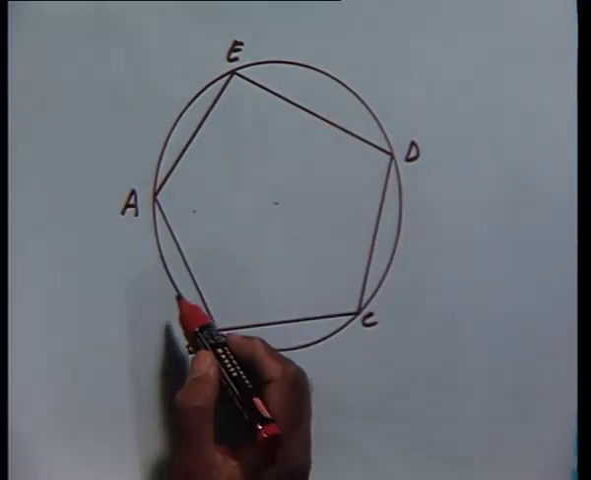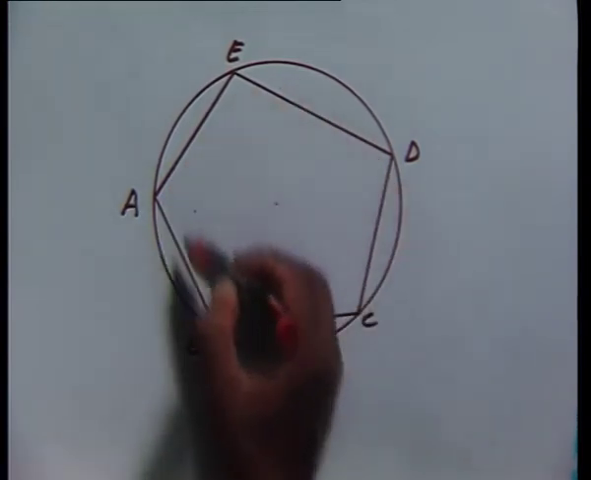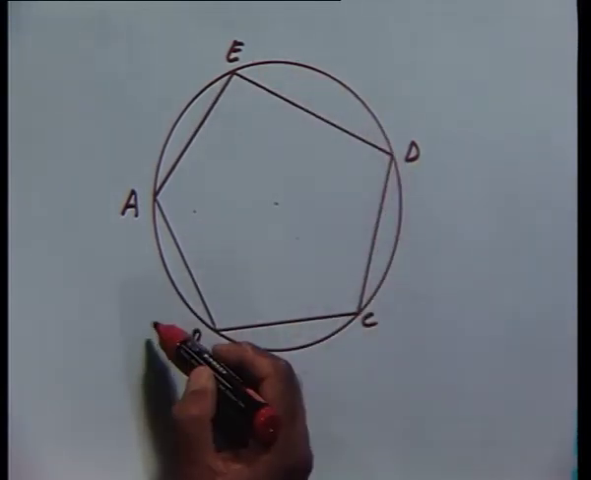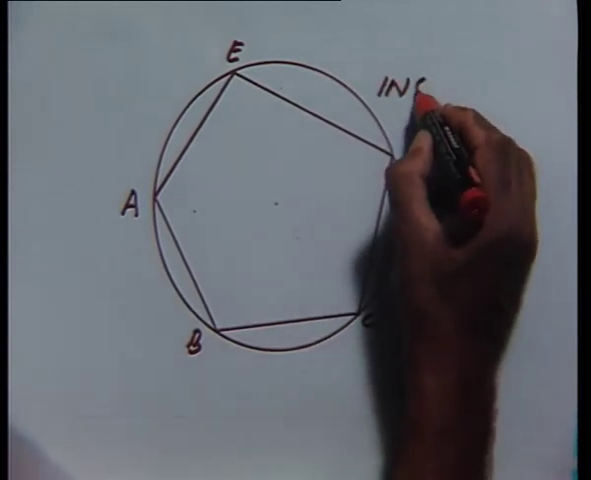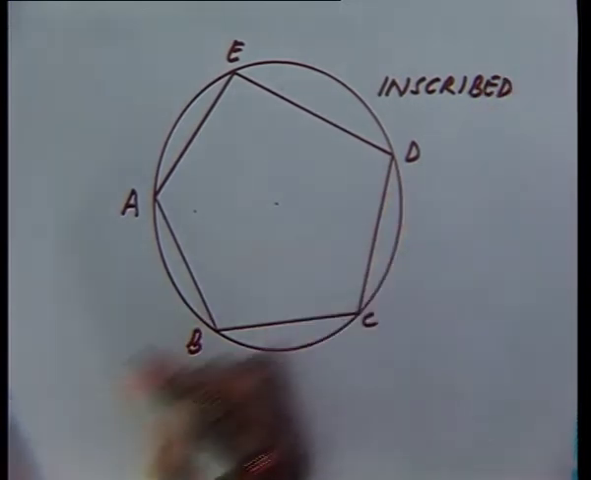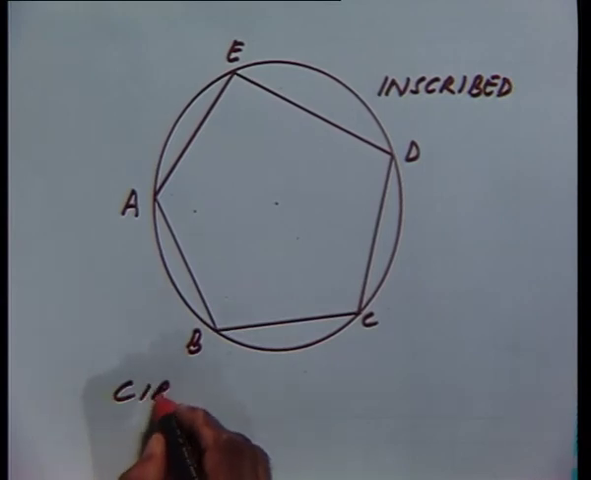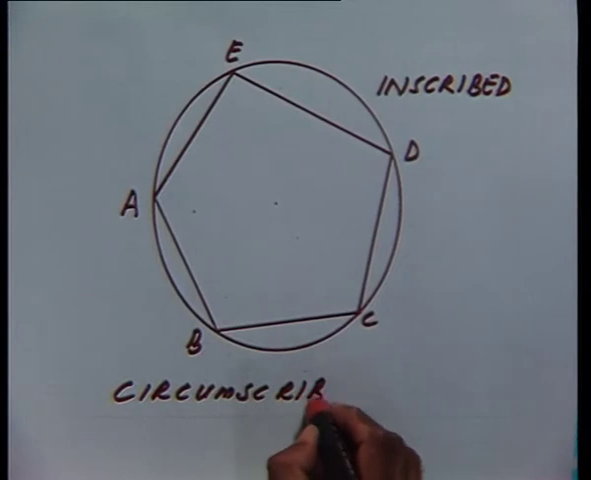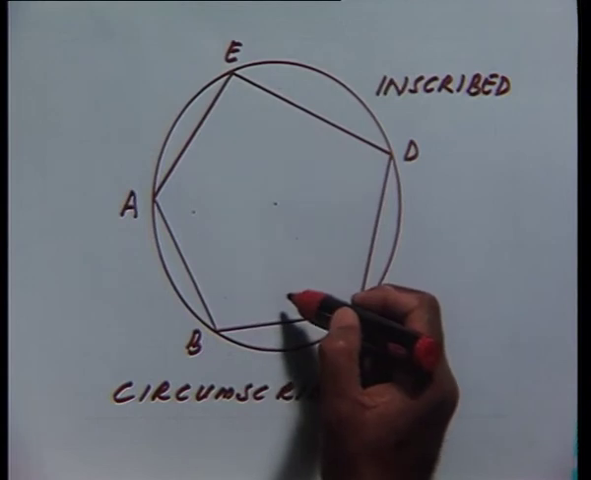If all the vertices of a figure are on a circle, then we say that the figure is inscribed in the circle, and the circle is circumscribing this. We are giving you two words, inscribed is the polygon and the circle is circumscribed. The circle is circumscribed to this polygon.